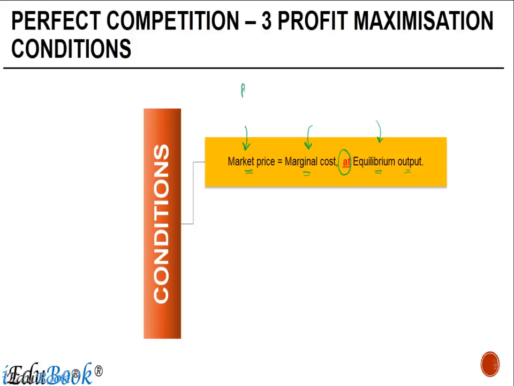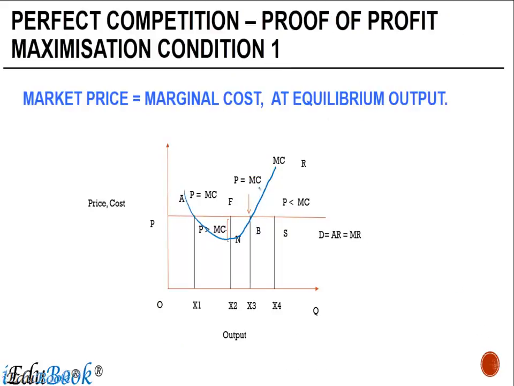So the price has to be equal to the marginal cost, which means it can neither be greater than the marginal cost nor less than the marginal cost. Let us see a proof of this condition by proving that neither the greater nor the less condition applies, and therefore the only point at which the equilibrium takes place is when the price is equal to the marginal cost. So let us look at this. The market price is equal to the marginal cost at equilibrium output.